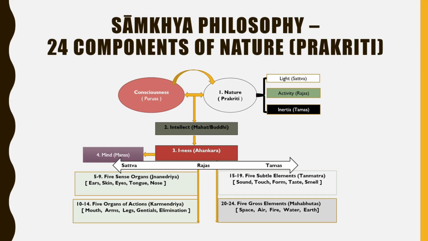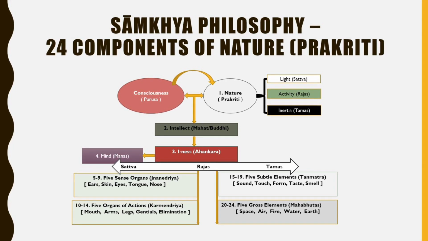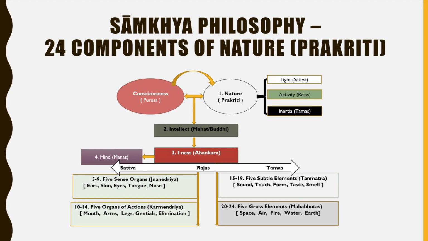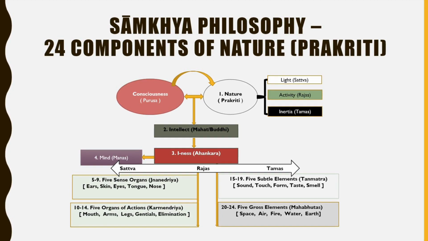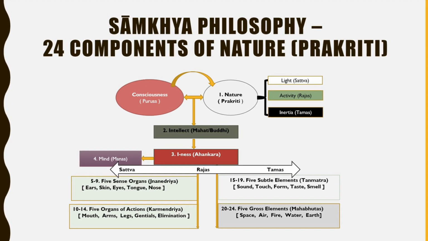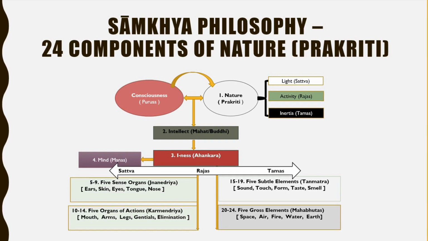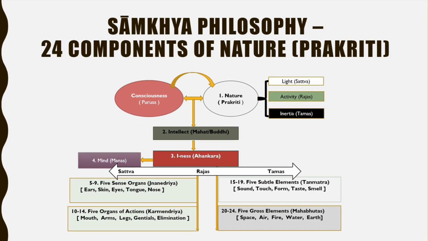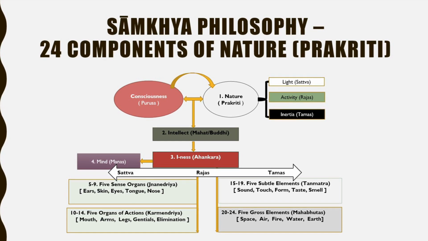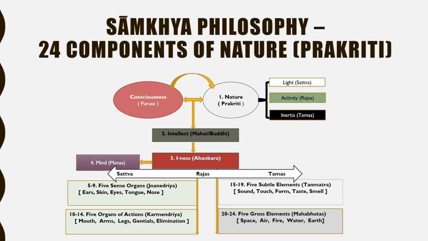So let's understand the components of Prakriti or nature. Prakriti has 24 components, including Prakriti itself. As you can see on the diagram, Prakriti itself has three inherent components, which are called the three gunas: lightness, which is sattva, activity, which is rajas, and inertia, which is tamas.